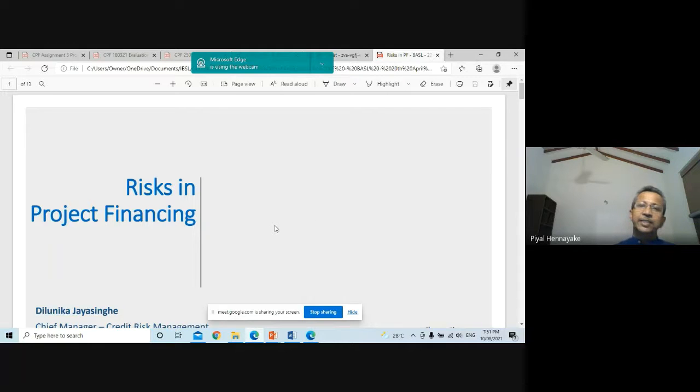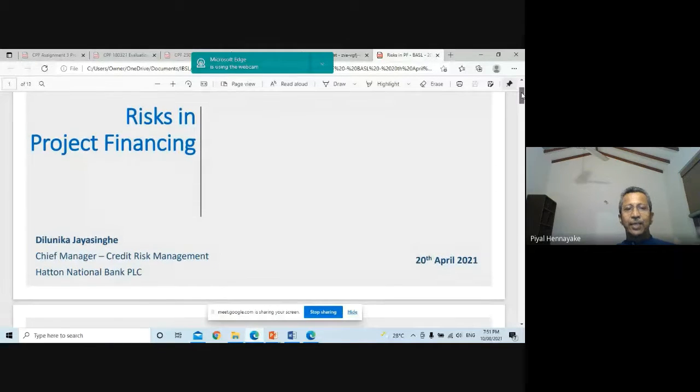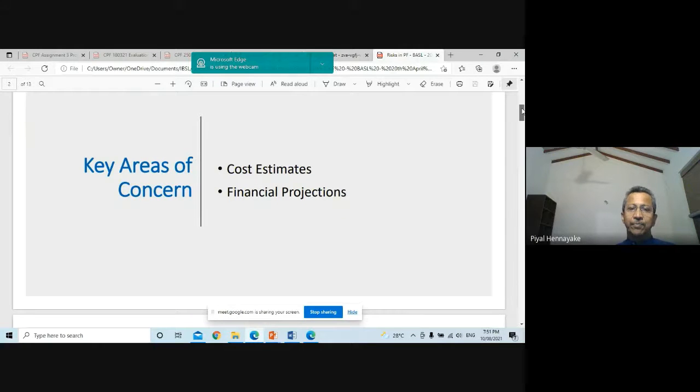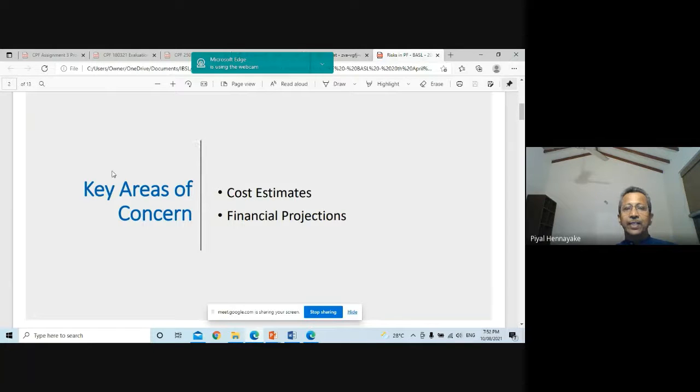This is the presentation done by whom? Risk in project financing. This is Dilunika Jayasinghe, and risk is a very important area. So I am going to ask a question from the risk area, and she covered these first key areas of concern in the project. That is the estimation of the project cost, then the financial projections. That is after the project is over, how the financial projections are done.